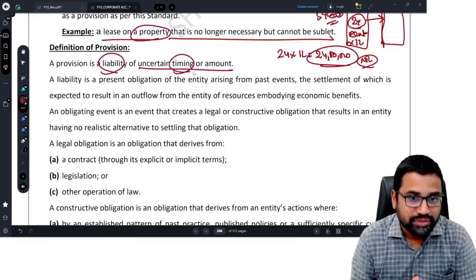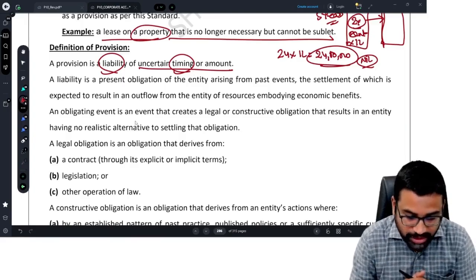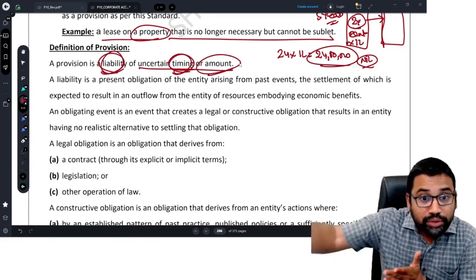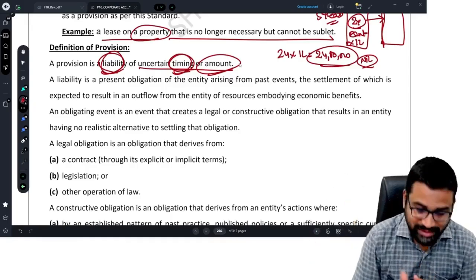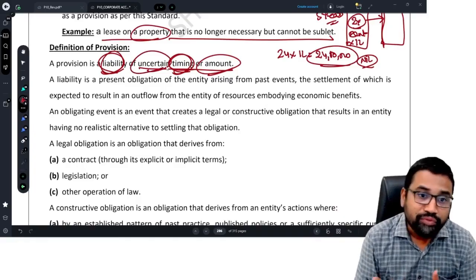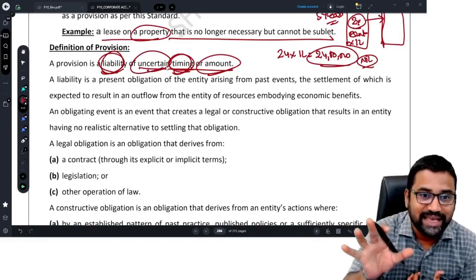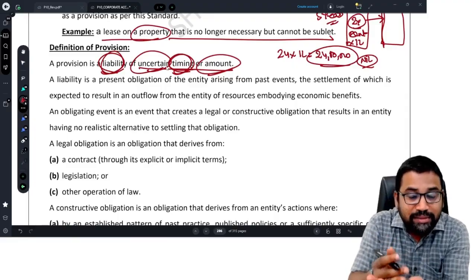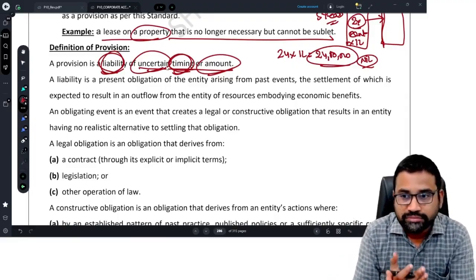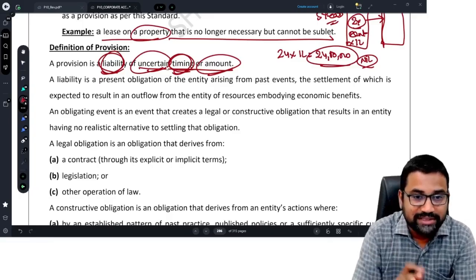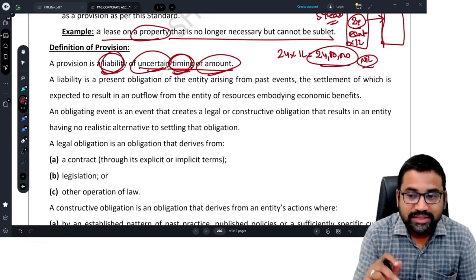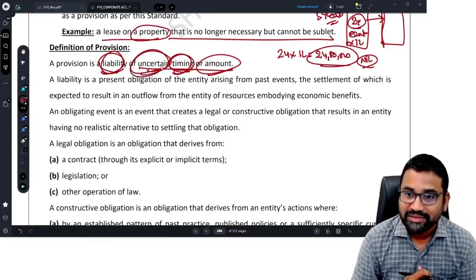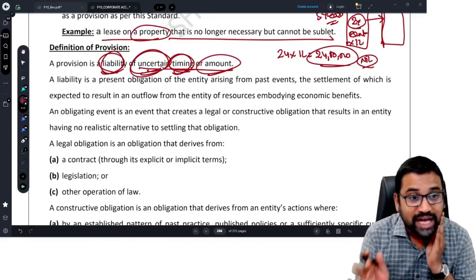Uncertain amount means we don't know the amount, so we will make an estimation. So a provision is a liability of uncertain timing or amount. We don't know when we are going to pay it, and we don't know the amount also. Uncertain means we don't know, or we know but not the exact amount. So basically, what is a provision? A provision is a liability, and liability means when you are going to pay. Sir, maybe after 2 years, or maybe next year. Maybe uncertain timing. Sir, how much are you going to pay? Maybe 10 lakhs. The word uncertain is the most important. So a provision is a liability of uncertain timing and amount.